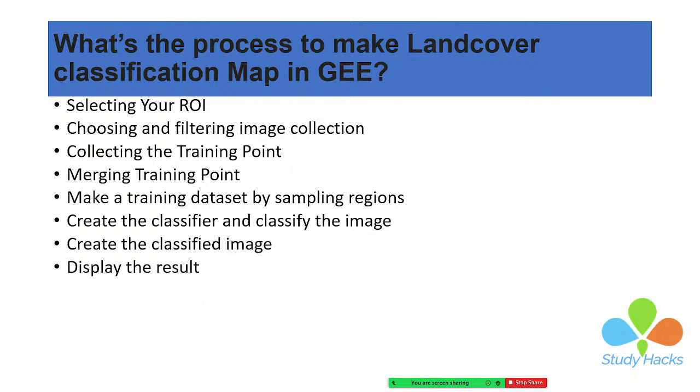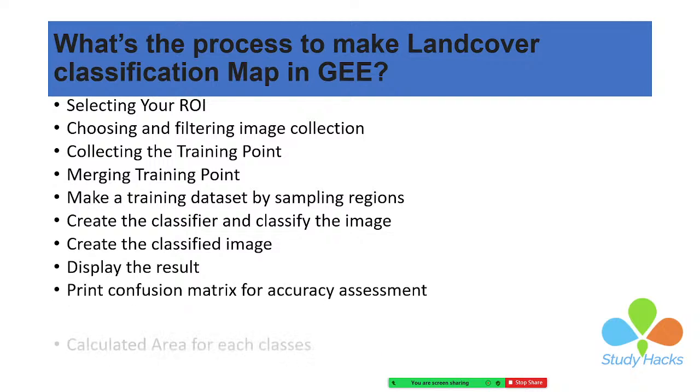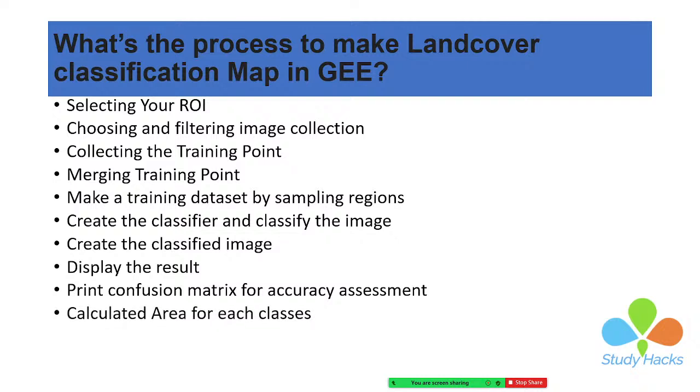Then we can also add the confusion matrix table, or we can also check the overall accuracy assessment of this land cover classification map. Then calculate the area for each class: how many urban area, how many water body, how many vegetation, or how many agriculture area will be available in my particular area. We can also calculate it.